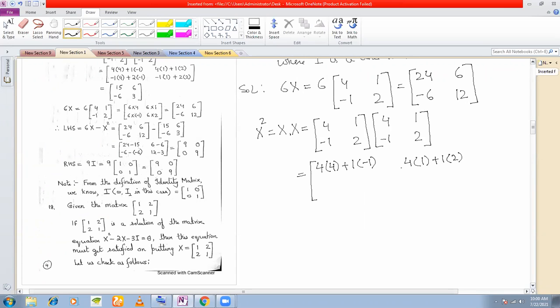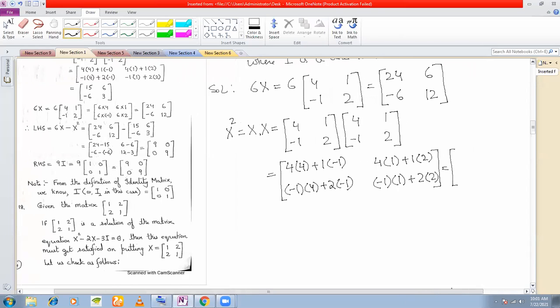Next, second row, first column. So minus 1 into 4 plus 2 into minus 1. Check the matrix multiplication and let me know if you're not able to understand. Next, second row, second column: minus 1 into 1 plus 2 into 2. So the resulting matrix that you're going to get here is 15, 6, minus 6, 3.